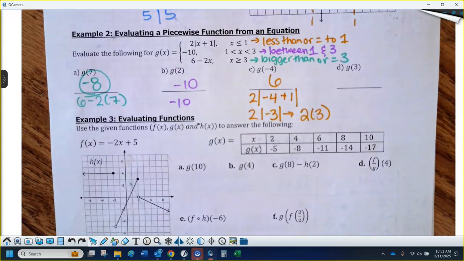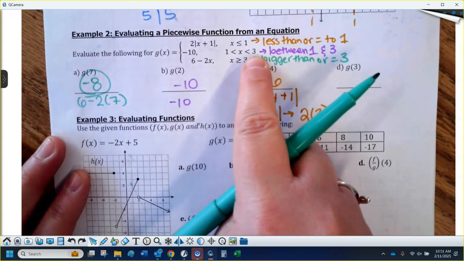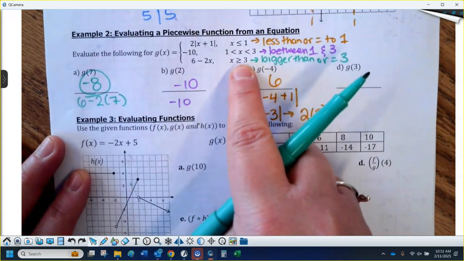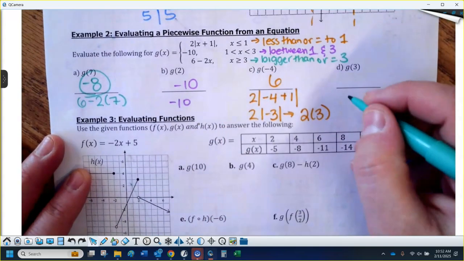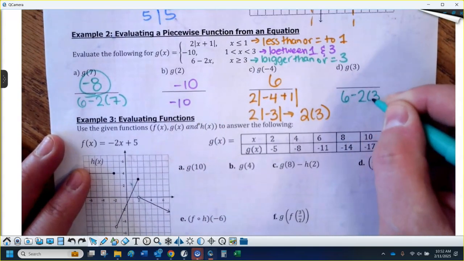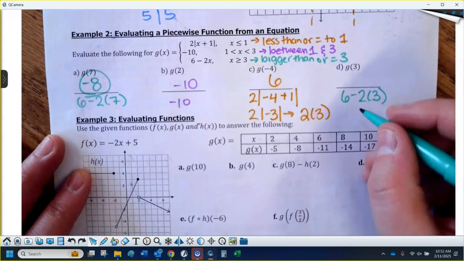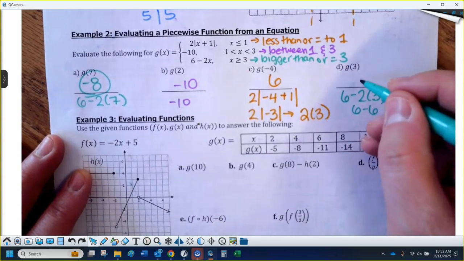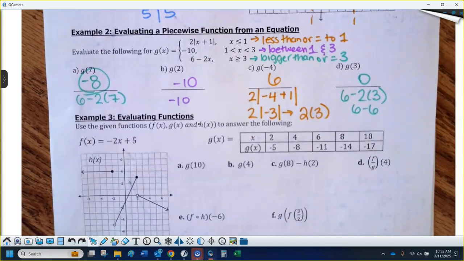Which piece of the 3, the first, second, or third, where would you plug 3 in if 3 was your x value? Brody, what do you think? Because? Exactly. This one is just less than 3. This one is greater than or equal to. So if it's equal to 3, we'd use that third piece. So 6 minus 2 times our x value. So this would actually be 6 minus 6. So that last answer would be 0 if we evaluated that. Is anybody having a question?